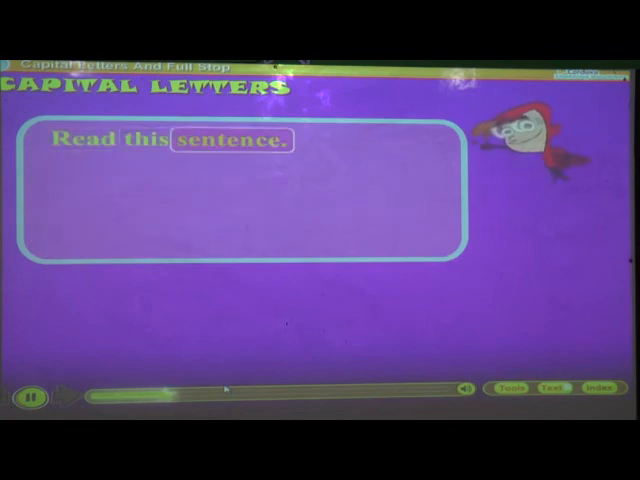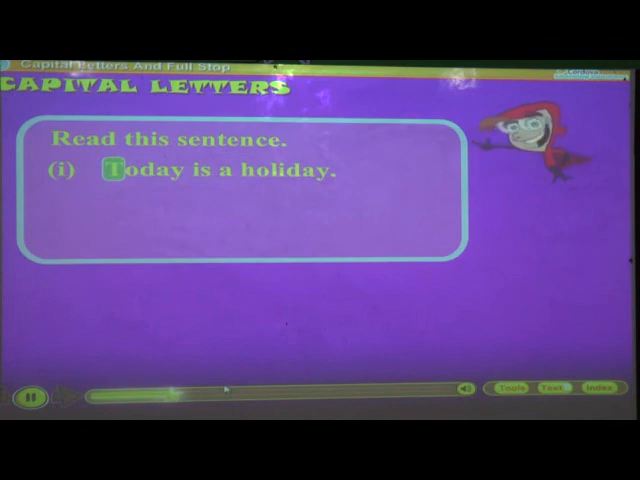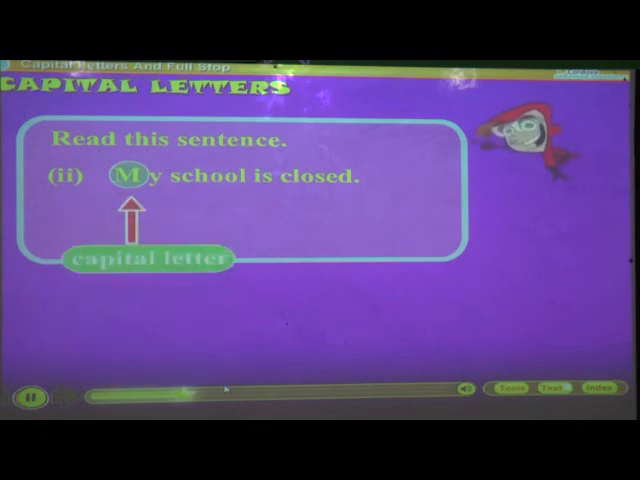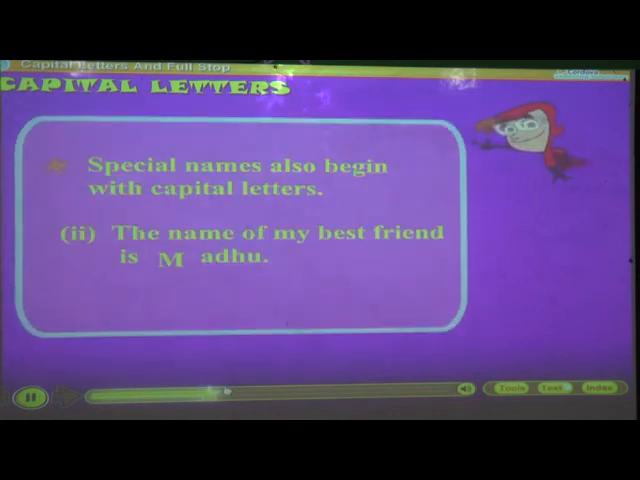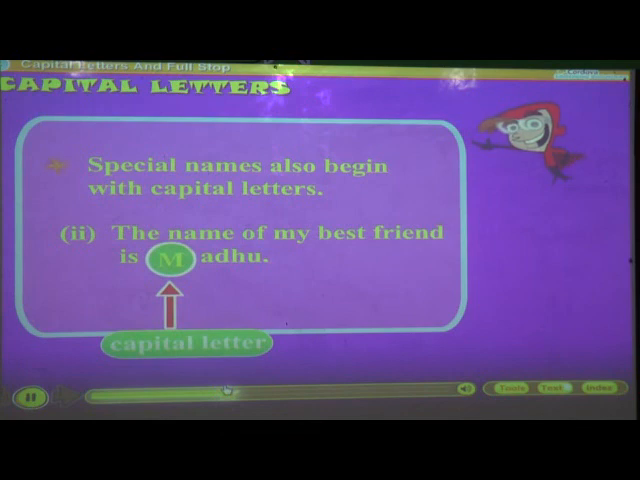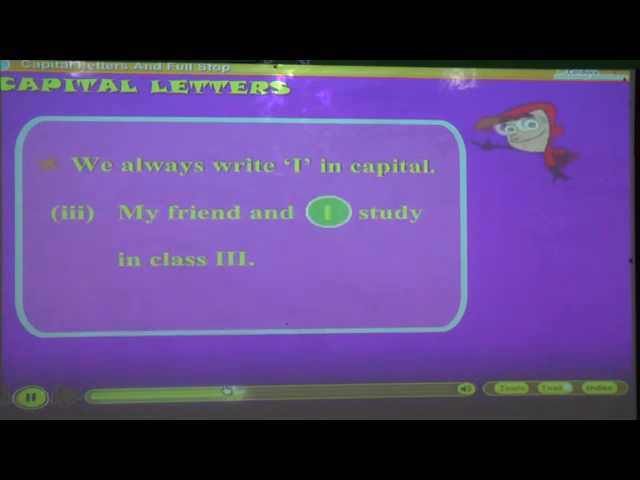Read this sentence. Today is a holiday. T, capital letter. My school is closed. M, capital letter. Where do you see the capital letters? Capital letters come at the beginning of a sentence. Special names also begin with capital letters. The name of my best friend is Madhu. M, capital letter. We always write I in capital. My friend and I, capital letter, study in class 3.